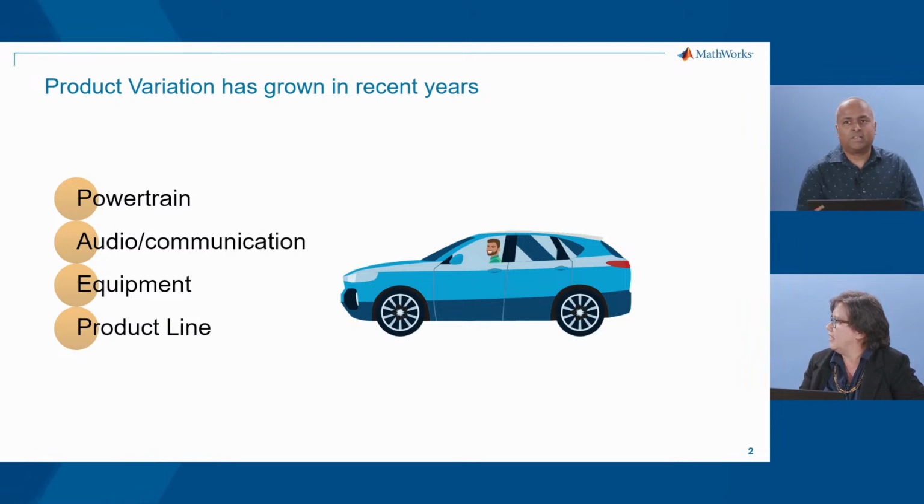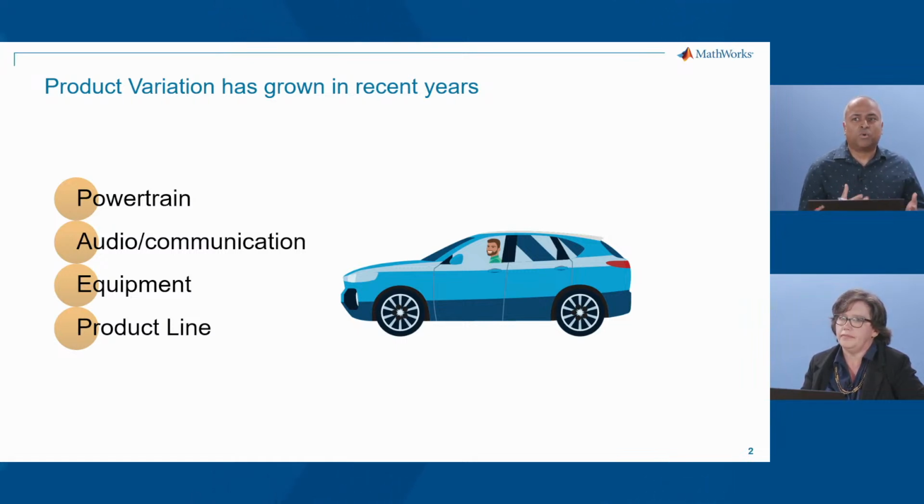Yeah, absolutely. I think back in the day, every car was maybe painted black and it had the exact same configuration. But that product variation has changed, right? Every person can customize the car the way they want today. And so on this slide, we get to see 4 different areas: powertrain, audio communication, equipment, and product line.